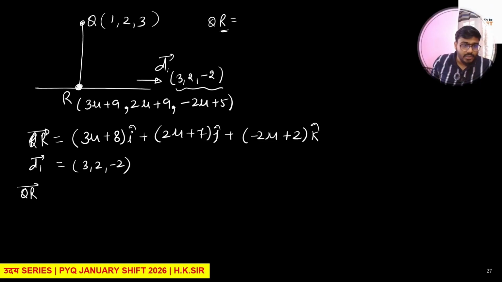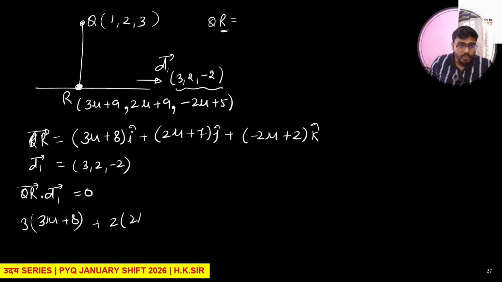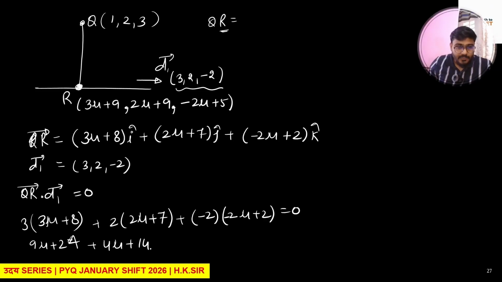Now QR dot d1, because both are perpendicular, so the dot product is 0. So (3μ + 8) × 3 + (2μ + 7) × 2 + (−2μ + 2) × (−2) equal to 0. From here, what is the value of μ? Look, 3 × 3 is 9μ plus 24, plus 4μ plus 14, plus 4μ minus 4 equal to 0.